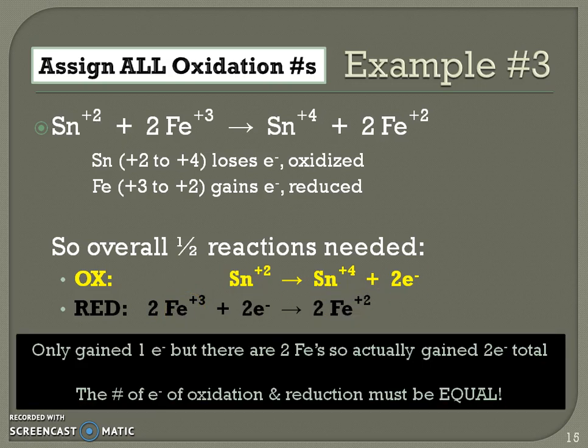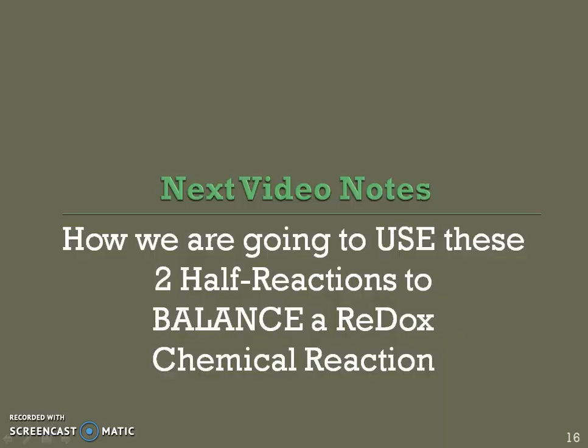So we want to remember, again, that iron really gained those 2 electrons, but there are 2 of them, so we need those to be equal. And when we get there, in both of these half reactions, we have 2 electrons on the left, 2 electrons on the right, and they will be canceled out. So next time, we will use these half reactions in order to balance a redox chemical reaction overall.